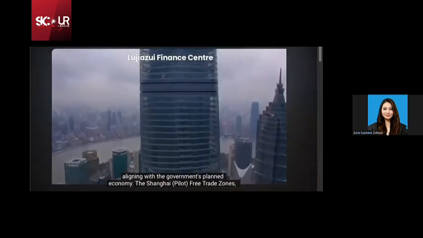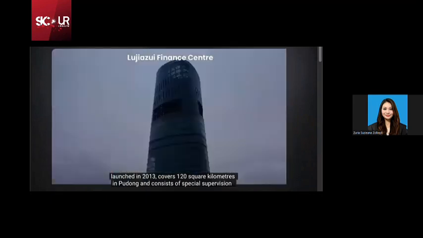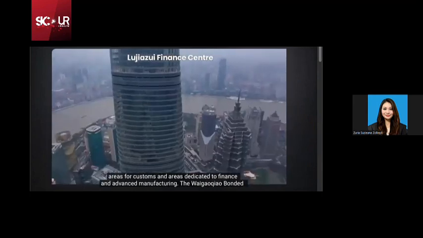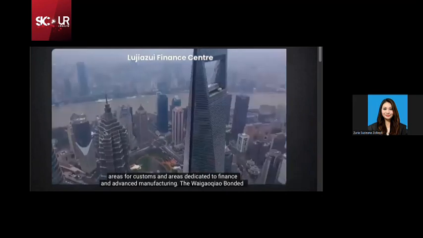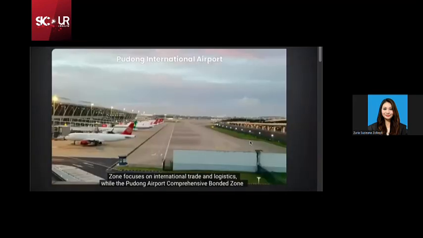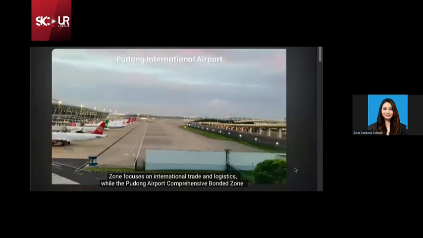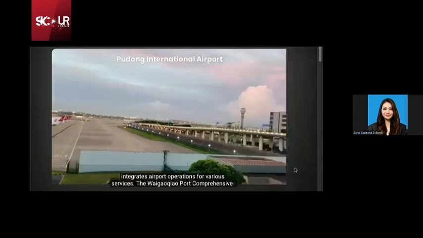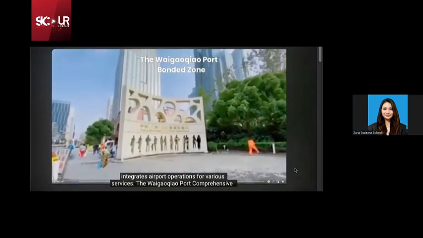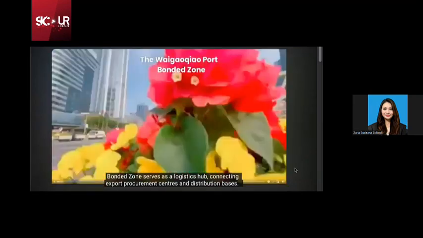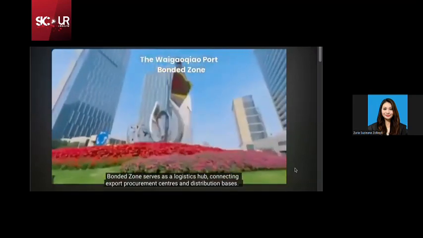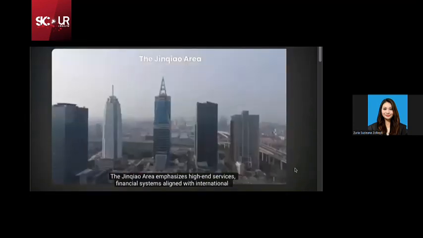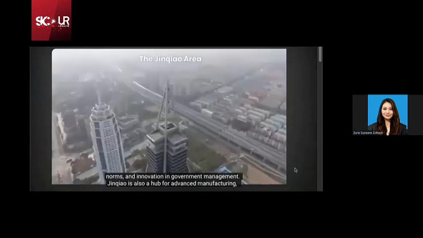The Shanghai Pilot Free Trade Zone, launched in 2013, covers 120 square kilometers in Pudong and consists of special supervision areas for customs and areas dedicated to finance and advanced manufacturing. The Waigaoqiao Bonded Zone focuses on international trade and logistics, while the Pudong Airport Comprehensive Bonded Zone integrates airport operations for various services. The Waigaoqiao Port Comprehensive Bonded Zone serves as a logistics hub, connecting export procurement centers and distribution bases. The Jinqiao area emphasizes high-end services, financial systems aligned with international norms, and innovation in government management.